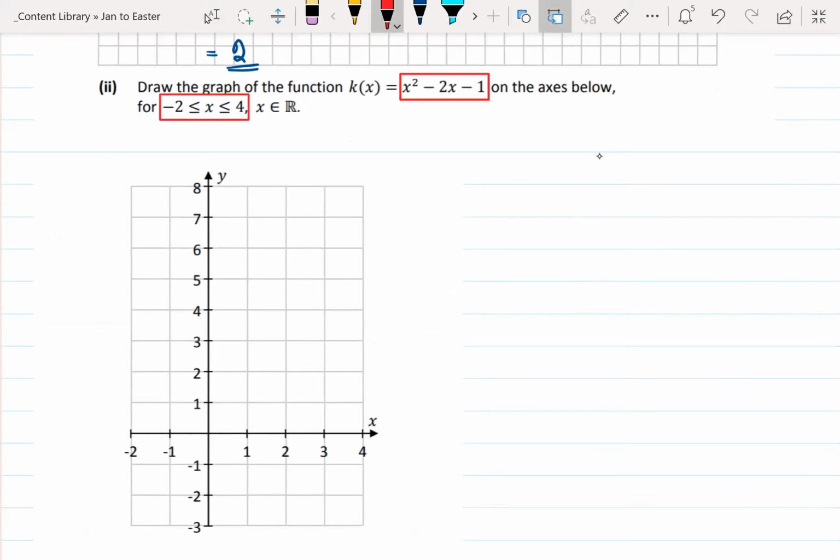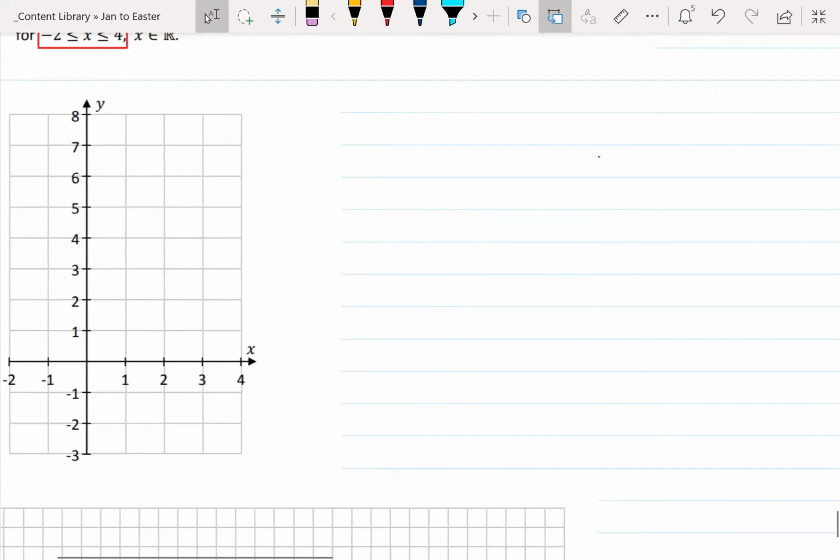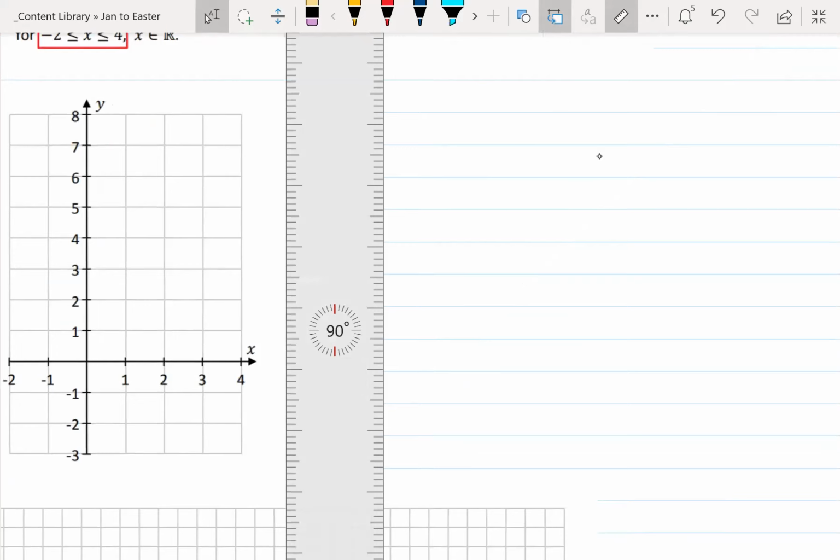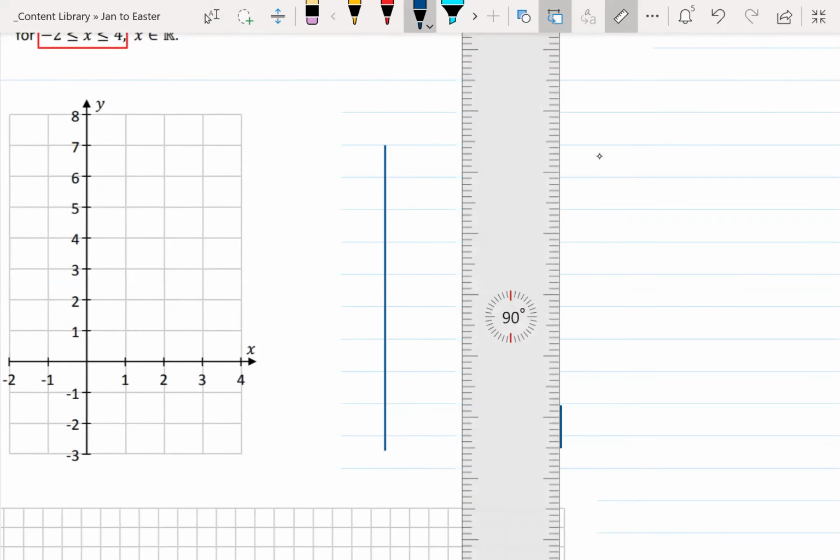Once again, you've got to do a table. Maybe for this table, I'll just do it over here to the side. Input-output table before you do a graph. Now you can see this is coming up year after year after year, so sometimes even twice in the same year. You've got to know how to do these, guys, okay?